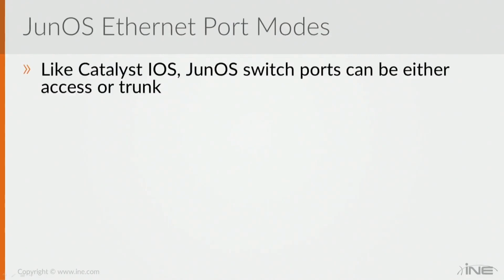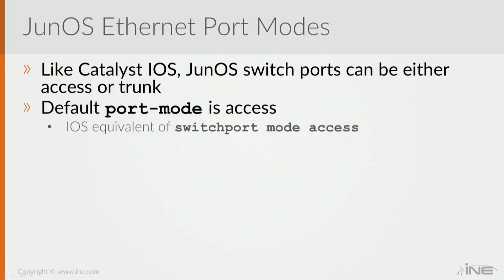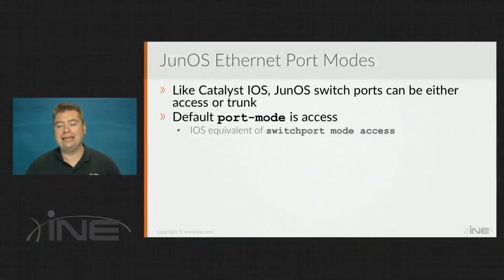ports can be either access ports or they can be trunk ports. Now, the default port mode in JunOS is none, which essentially means that it is an access port. So when we looked at the config on the EX switches, the only thing that was under the interface level was Unit 0 and Family Ethernet switching, which essentially means it's an access port in VLAN 1 by default.